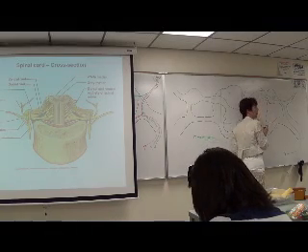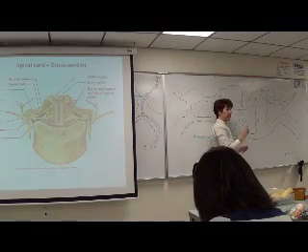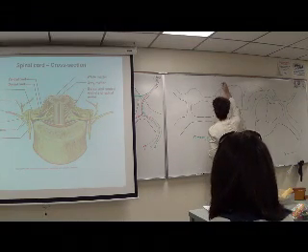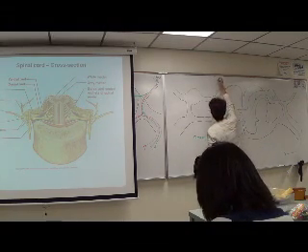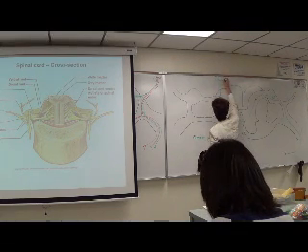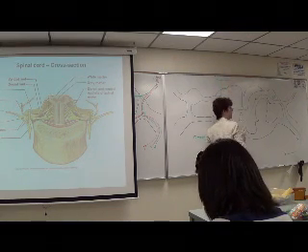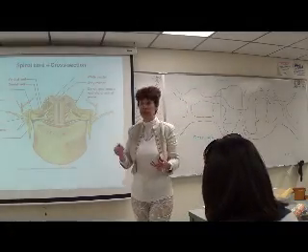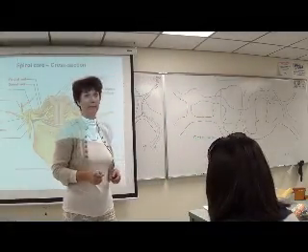All second order neurons are going to cross, except for some of our visuals. All the other ones are going to cross over, and this is going to go up to the thalamus. Remember, the thalamus was gray matter formed by the neurons of the third neuron in the pathway.